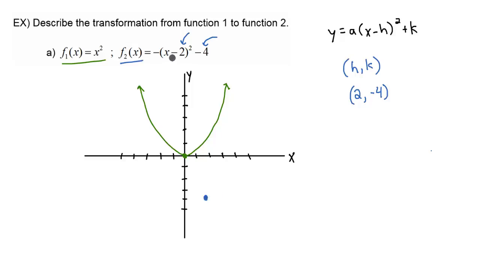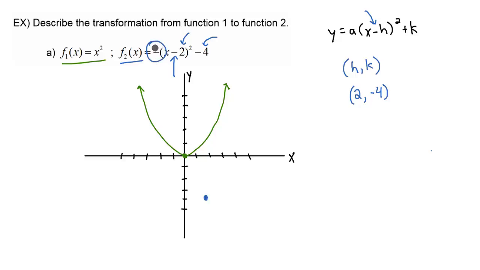Now, if you're saying, well, I thought my h value was a negative because we're subtracting, well, remember, in our formula, we have the subtraction of h, so we want to do the opposite sign. So since this is negative, we want to make that value here a positive. Okay, so there is our vertex.